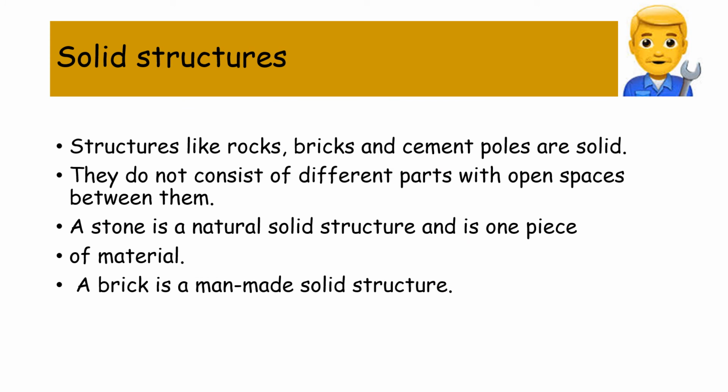Now we look at solid structures. Structures like rocks, bricks and cement poles are solid. They do not consist of different parts with open spaces between them. A stone is a natural solid structure and is one piece of material. A brick is a man-made solid structure.